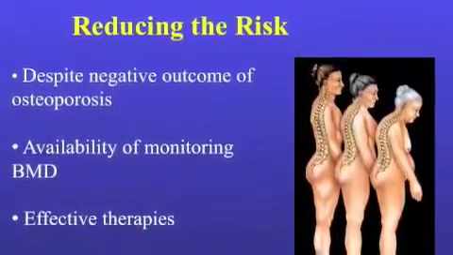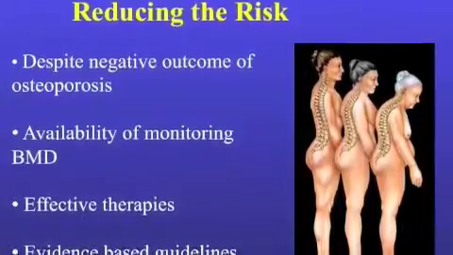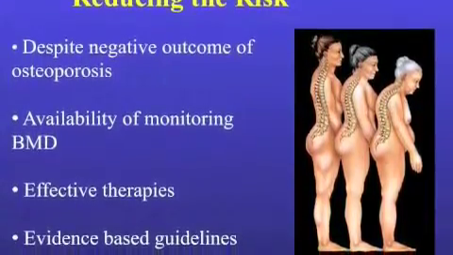Now, despite the high prevalence of osteoporosis and the negative consequences associated with fractures, and even though we have available technologies to measure bone mineral density, such as DEXA, and we have very effective therapies for treating the disease, some of these therapies reduce fracture risk by 50%, and some of them work within 6 months of starting treatment. And we have evidence-based guidelines on how to manage osteoporosis. These have been published in 1996 and 2002. Despite all this, there still is a care gap in managing the disease.